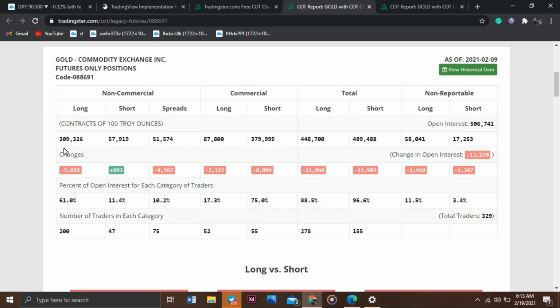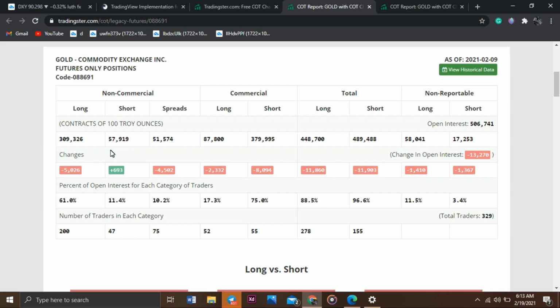Previously we had 309,226 longs on gold, and we had 27,919 shorts. Okay, so clearly we had more longs than shorts. That was the last two weeks. Last two weeks we had more longs than shorts.